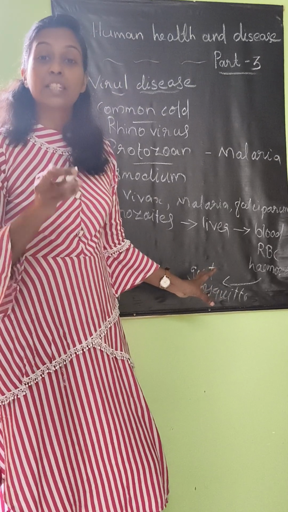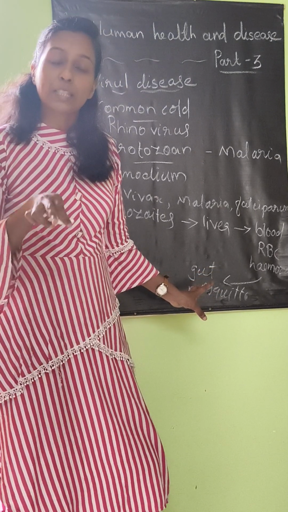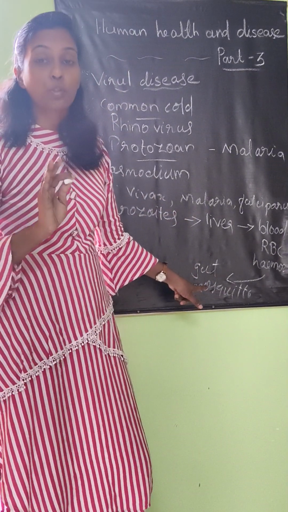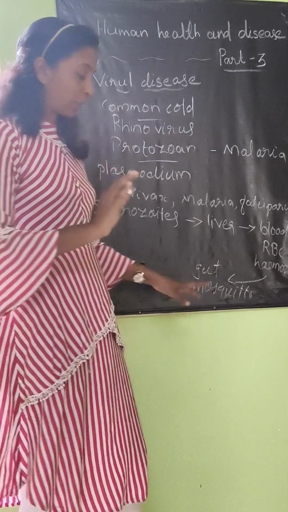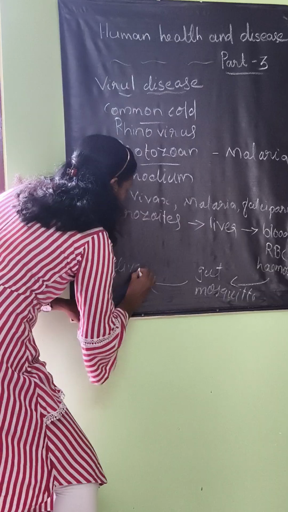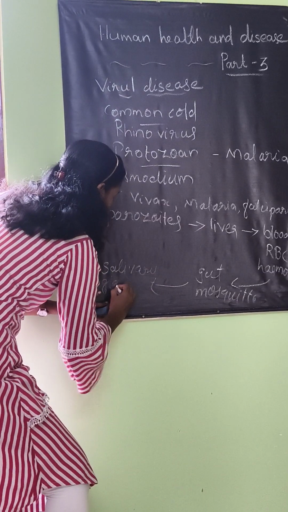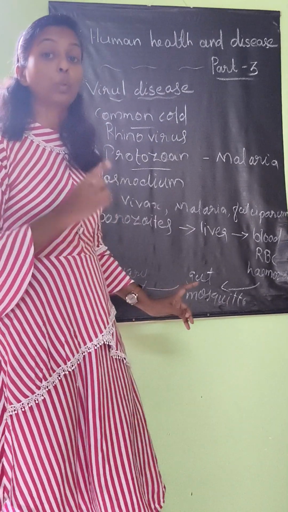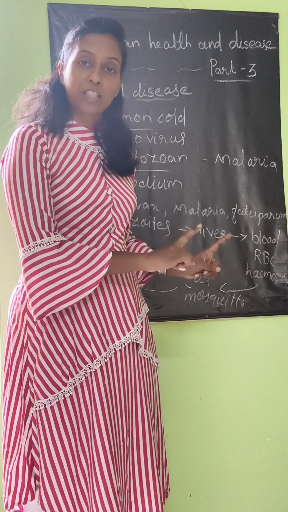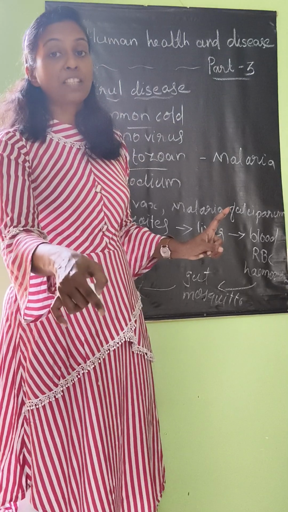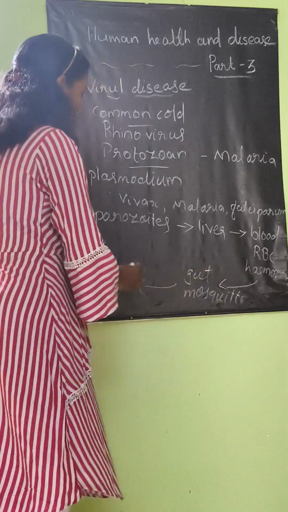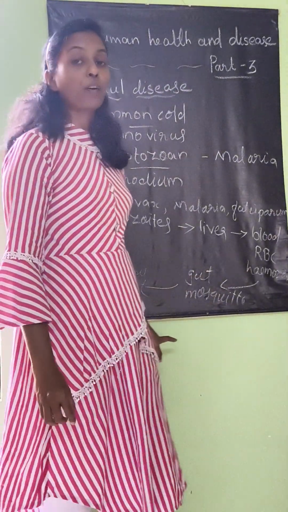Because of that, again sporozoites are formed. So where are the sporozoites formed? Sporozoites are formed in the gut of the mosquito. But from the gut, they will go to the salivary gland of the mosquito to be stored. Then, when this infected Anopheles mosquito bites the next person, these sporozoites will be transferred to the healthy person. So, this is the life cycle of plasmodium.